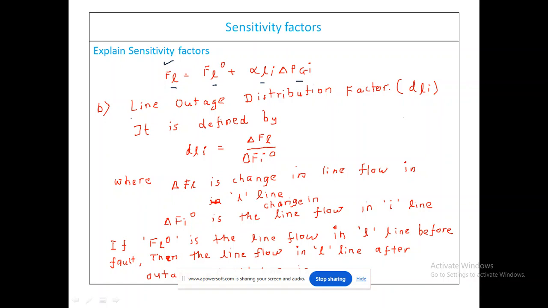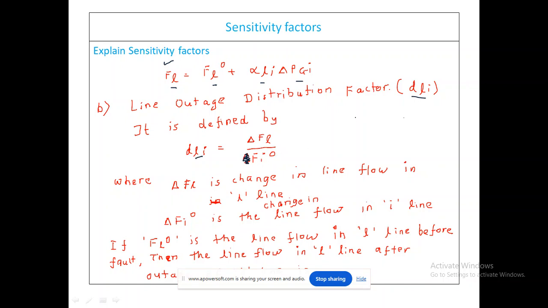Okay. Then the second factor is the line outage distribution factor. It is designated as DLI, and it is defined as DLI equal to delta FL divided by FI naught. So please change this; here it is FI naught.